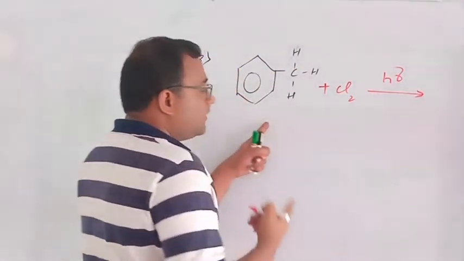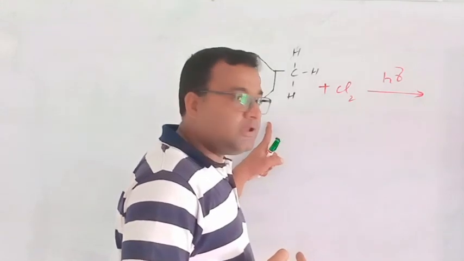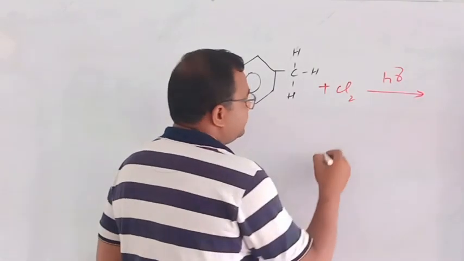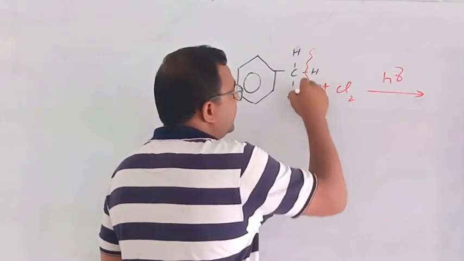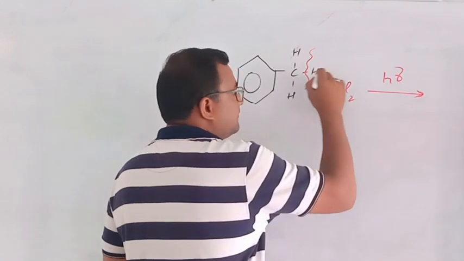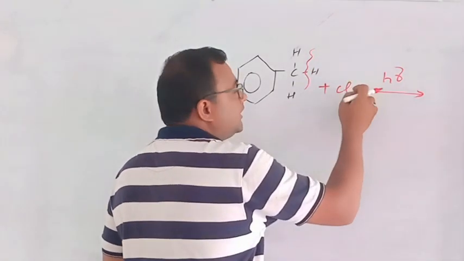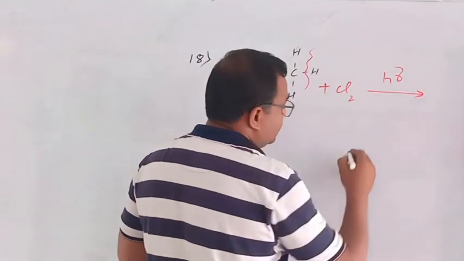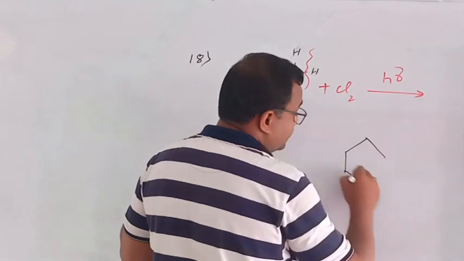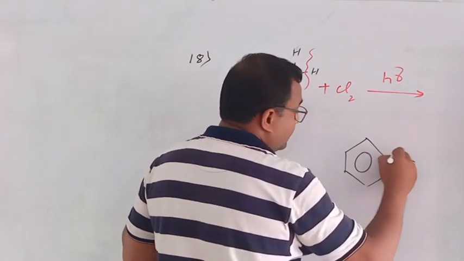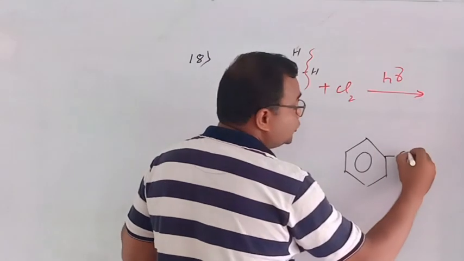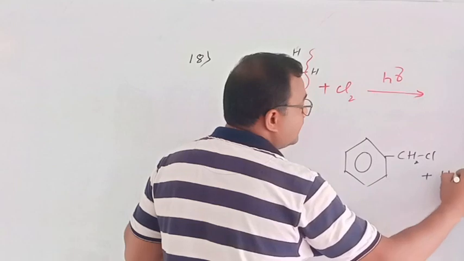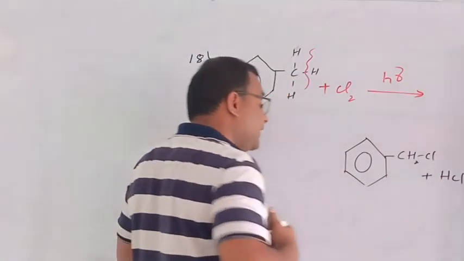Now what happens here? Electrophilic substitution reaction will not take place. Only free radical substitution takes place. So hydrogen will be eliminated and one chlorine will connect here. This hydrogen connects with one more chlorine. So the compound obtained is C6H5CH2Cl plus HCl. This is called benzyl chloride.